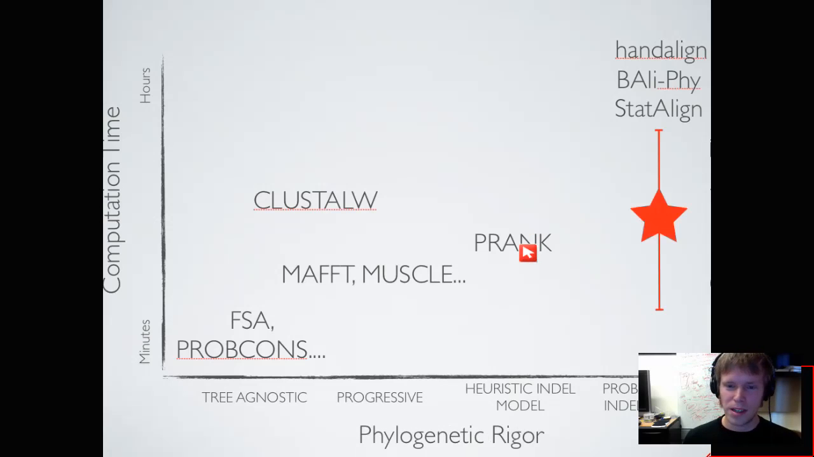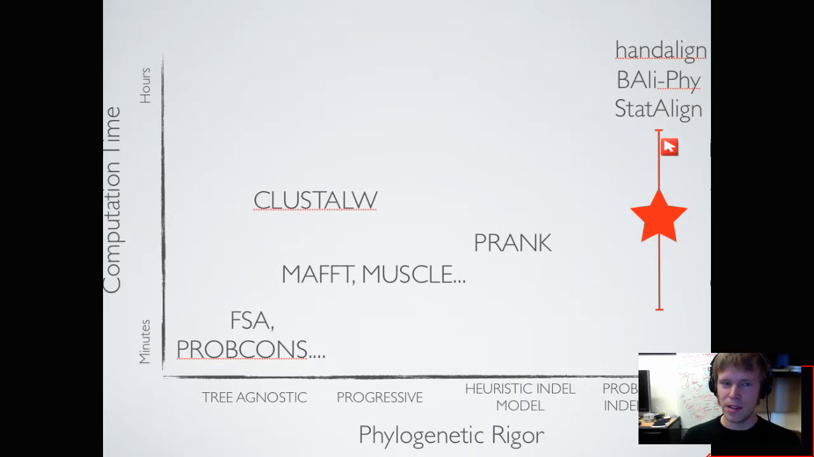So what we were interested in is doing something in between these, that had a real probabilistic indel model, but could be run in reasonable time, basically fast enough to reconstruct entire databases or genomes. So that's why I placed the star over here. This is the area of the spectrum we're trying to land in.